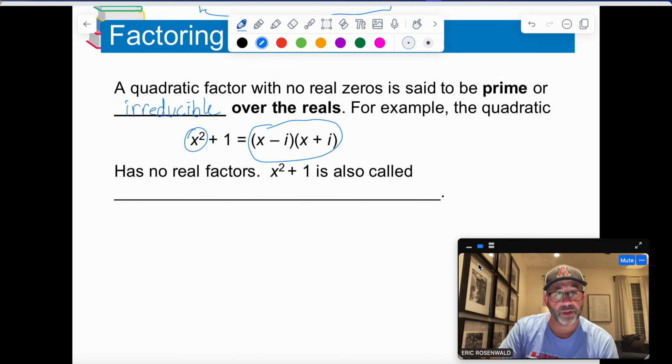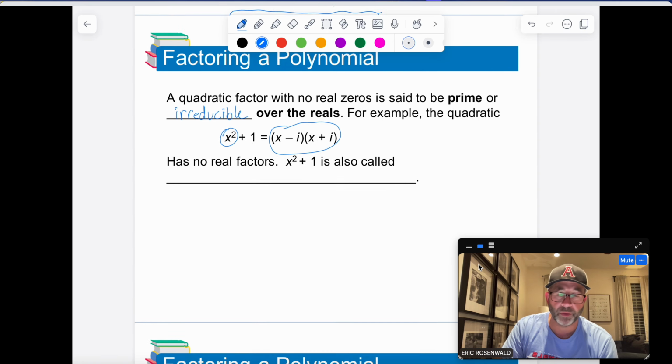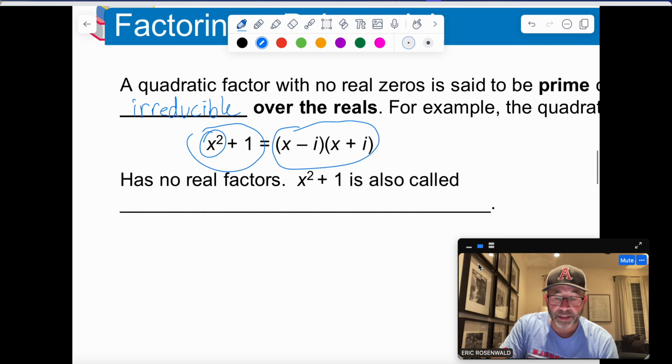x squared plus 1 is also called irreducible over the imaginaries. Let's not get hung up on the words. Just focus on what we were talking about, that it's a quadratic that's irreducible.